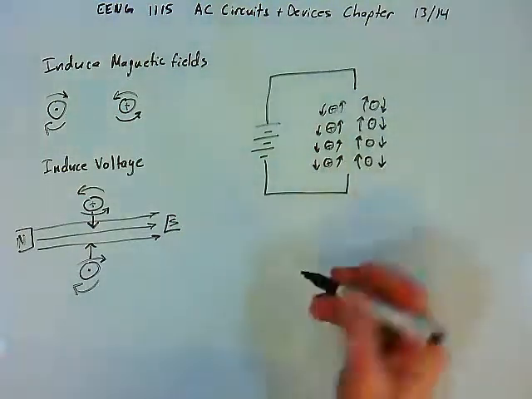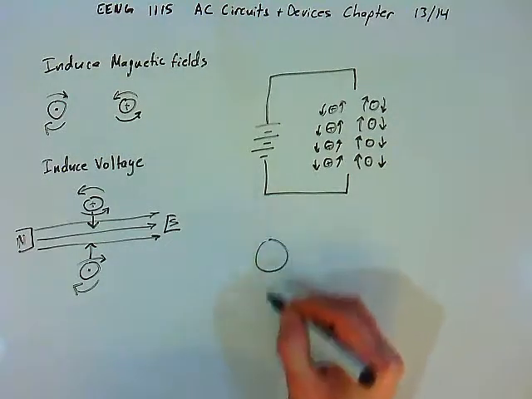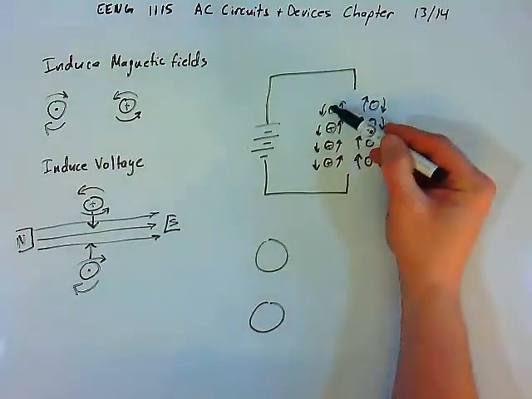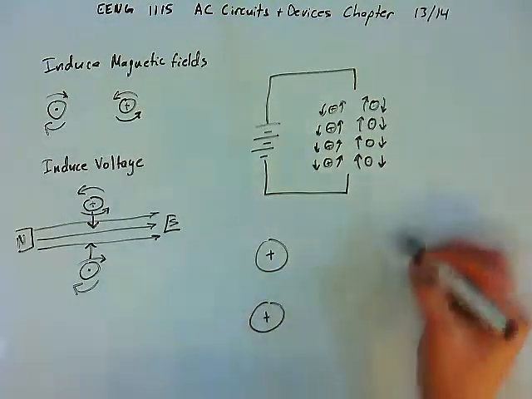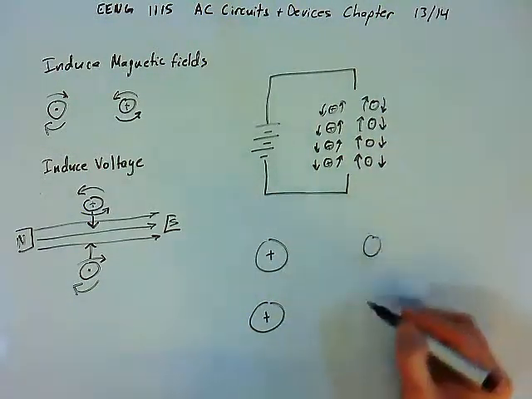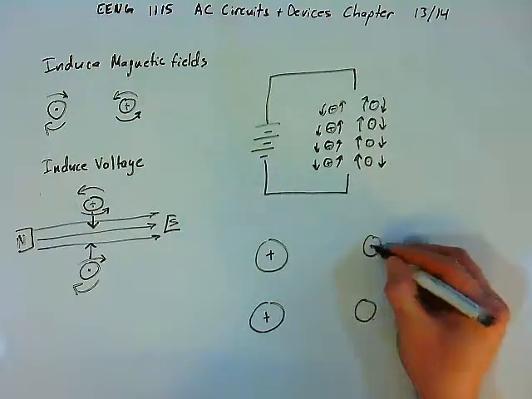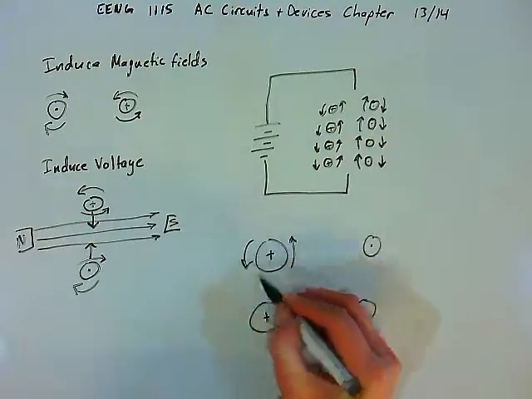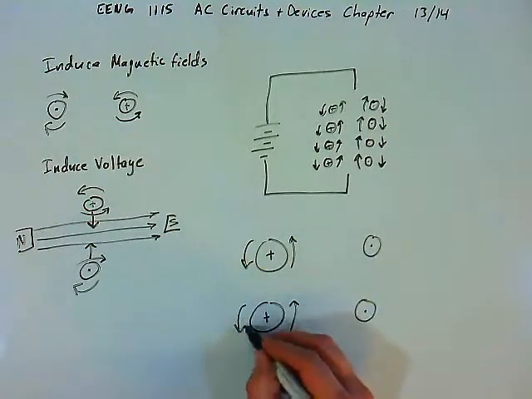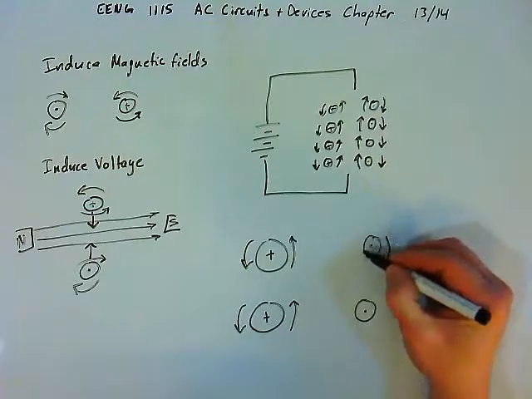Now let's take a look at this a little bit larger. We have two neighboring turns of wire, they're drawn here, and two neighboring turns of wire over here. And the fields here are counterclockwise, and here they are clockwise.